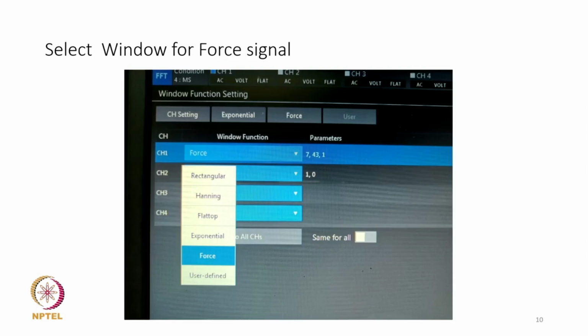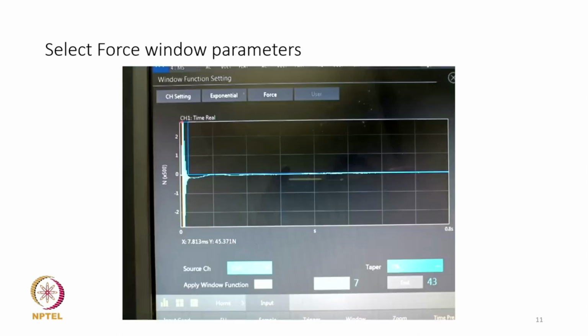Now we are going to talk about any window we need for the force signal. Here we are going to use the force window for channel 1, which is measuring the force, and there are several options. For example, for channel 1 there are rectangular, Hanning, flat top, exponential, force and user defined. Out of these we have taken the force window. Let us go to the next page.